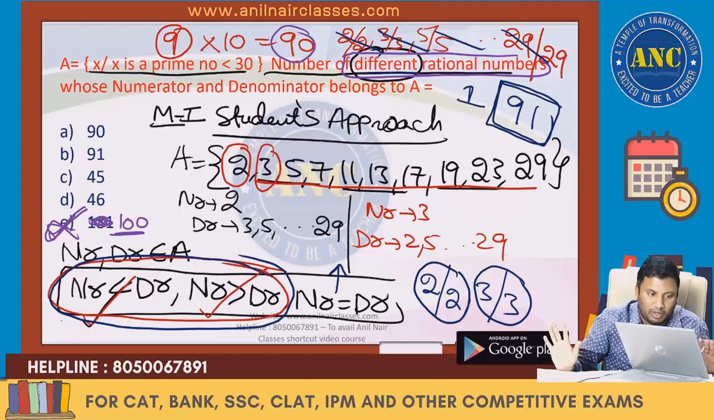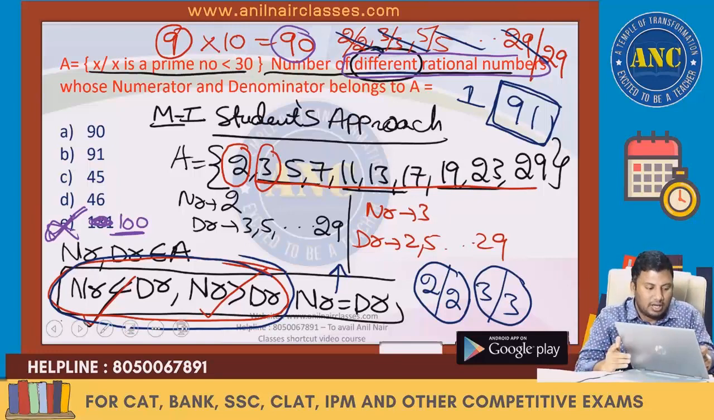This is Method 1. Please don't solve it this way if it comes in the exam. If you are solving like this, you are not ANIL NAIR students. Method 2.